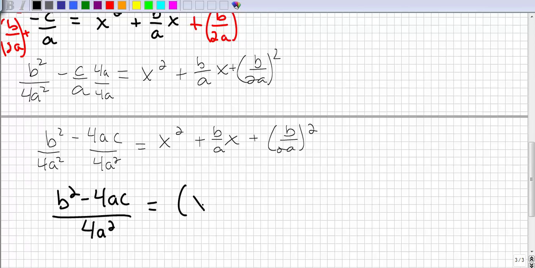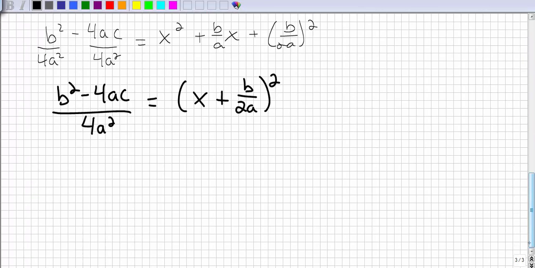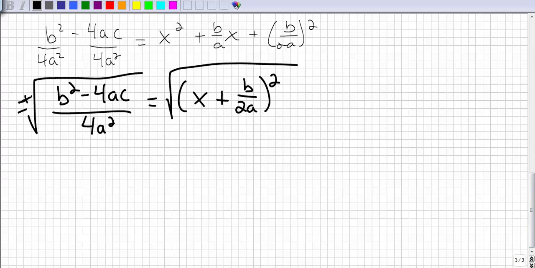And now over here I'm going to factor the right side, and since I made a perfect square trinomial, I know it's going to be x plus b over 2a squared. Okay. Now, we have to get x by itself, so we're going to take the square root, plus or minus square root on the other side. And let's focus on what we get.